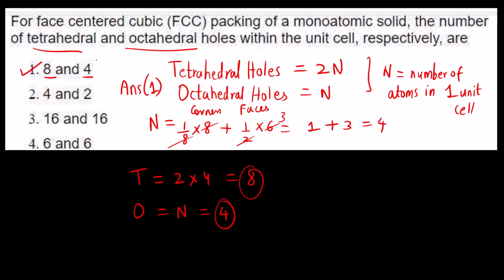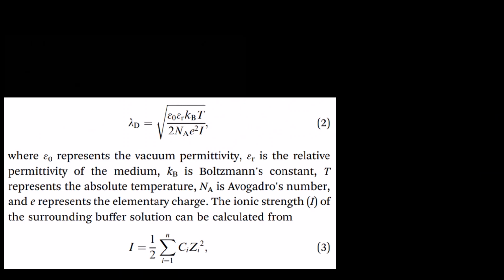This is very simple. Next time they can ask for BCC. For BCC, n is 2. The tetrahedral holes will be 4 and octahedral holes will be 2 for BCC. So that way you can remember. Now let us see the next one.